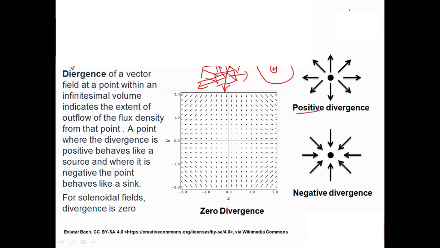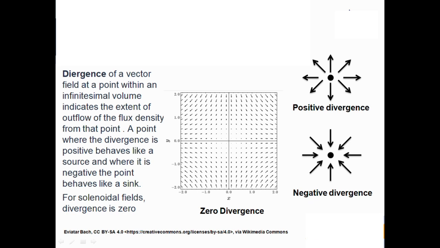And as in the case of a positive charge, you see all the field lines are going radially outwards. So divergence here would definitely be positive. We could also say that there is a source of the vector somewhere at that point, from where the divergence is positive.